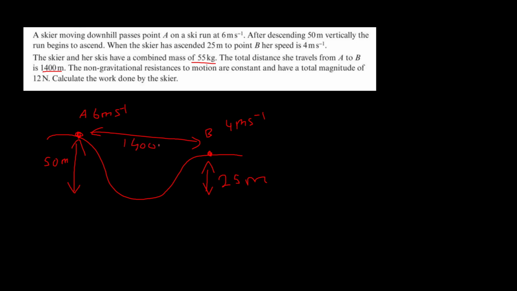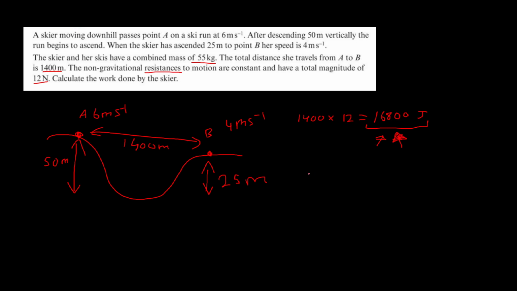Alright. And there's a constant resistance throughout this entire journey, which is 12 newtons. So if we calculate the work done by this constant resistance, that'll just be 1,400 times 12, right? Because work done is equal to force times distance. And that equals 16,800 joules. And so, let's think about what this number actually represents. This number represents how much energy is needed for this entire journey to actually happen. So the skier needs 16,800 joules for this entire journey to happen.